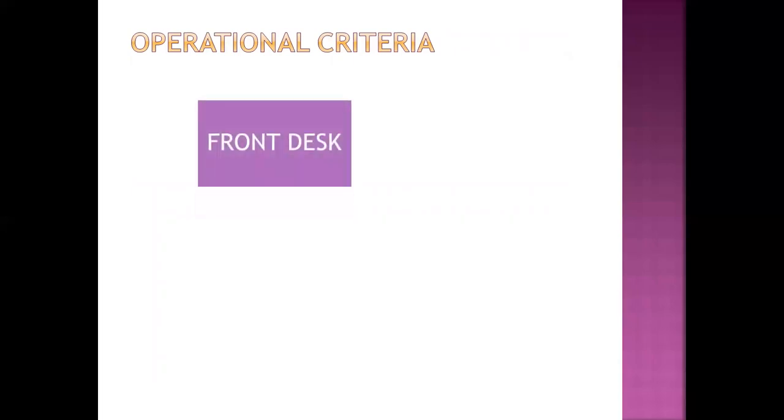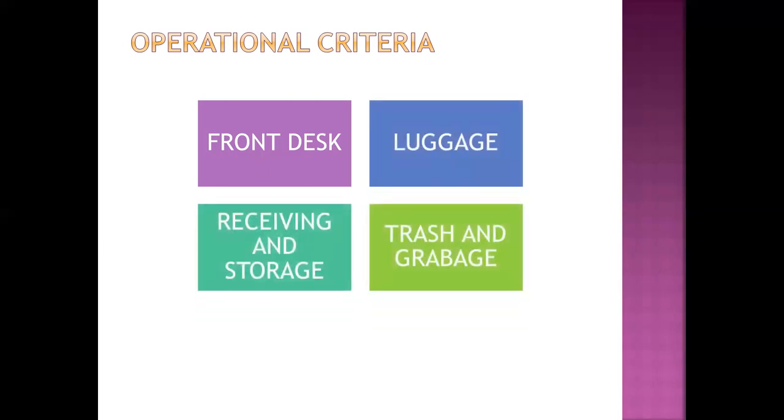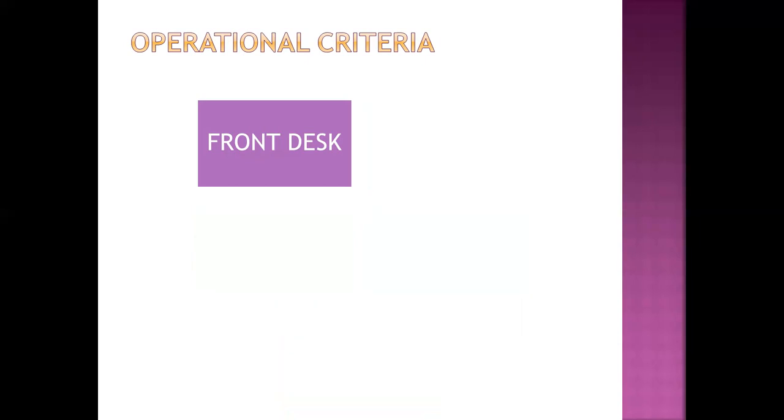So for the operational criteria, we have here the following list identifies some of the operational decisions affecting the hotel's design and layout that the management company must take. So ito yung mga operational decisions na nakakapag-affect sa design ng hotel. Of course, the front desk. We also have the luggage, receiving and storage, trash and garbage, and food and beverage. So unahin natin ang front desk.